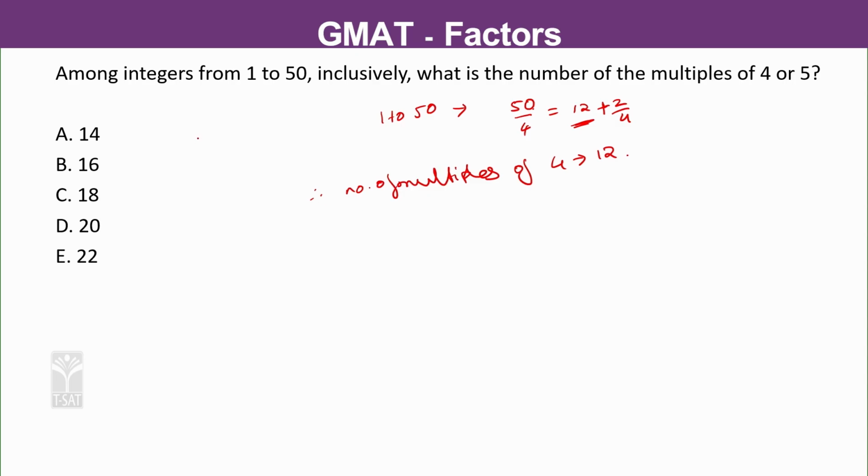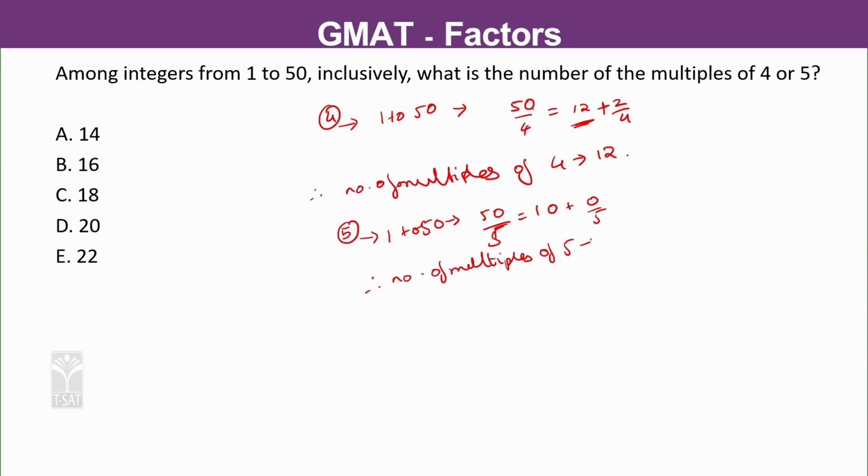Similarly, for the number of multiples, this was for 4, and when you are checking for 5, it needs to be a multiple of 4 or 5. So, when you check for 5 in 1 to 50, you divide 50 by 5, which is 10 plus 0 by 5. Therefore, the number of multiples of 5 is 10. Here you have 12, here you have 10. Since it has to be a multiple of 4 or 5, you can just add these two numbers.